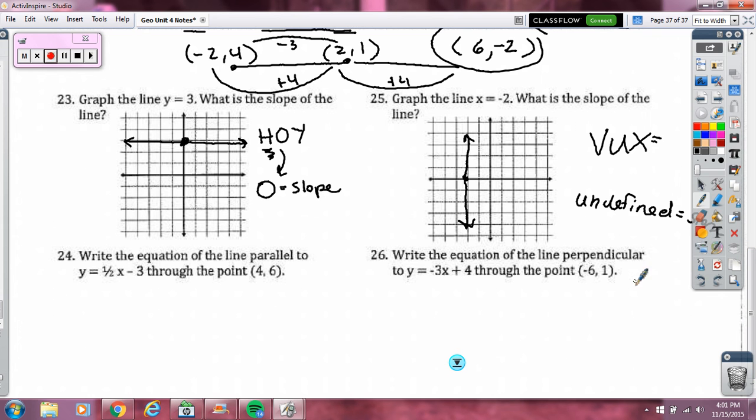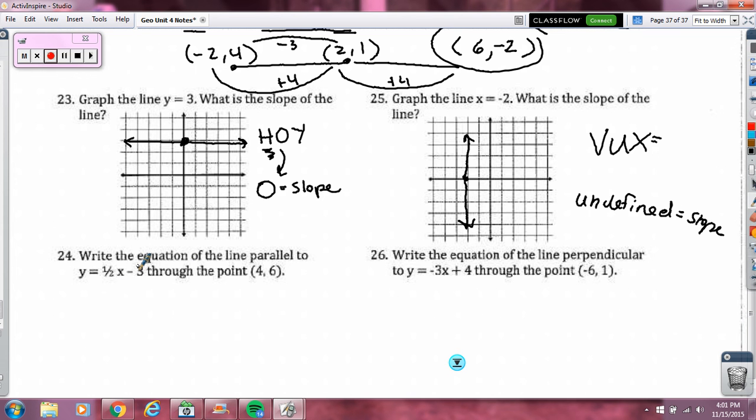Alrighty, last two. Write the equation of a line that's parallel to that line that goes through the point 4, 6. Alrighty, so when I'm writing equations to lines, I know that I want my final answer to look like y equals mx plus b. And if I want a parallel line, then I know I want the same slope as that one. So I'm going to put the same slope in there. I just need to figure out what my y-intercept is going to be.